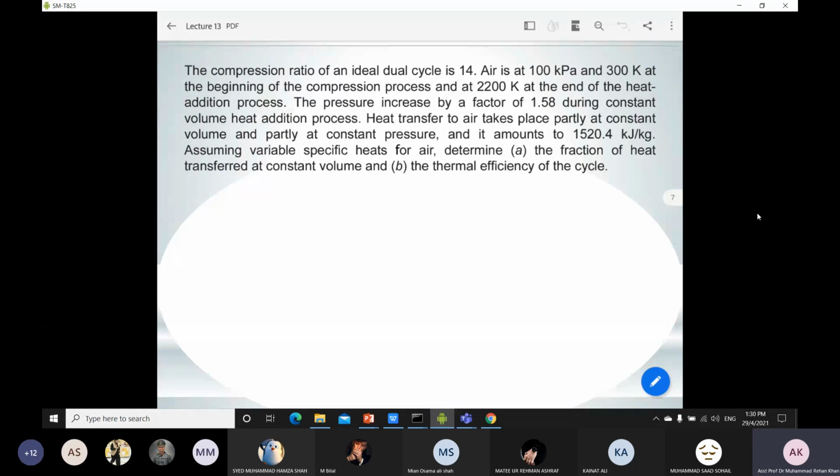Okay, so starting again from the problem. We will discuss one problem related to the dual cycle so that you will get a better understanding of how to solve problems in which the dual cycle is involved. First, you have to read the statement.